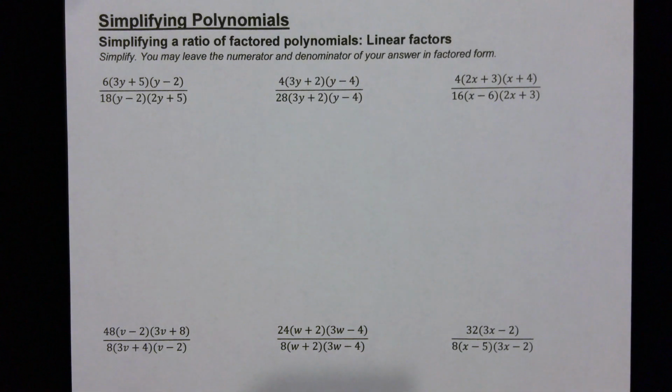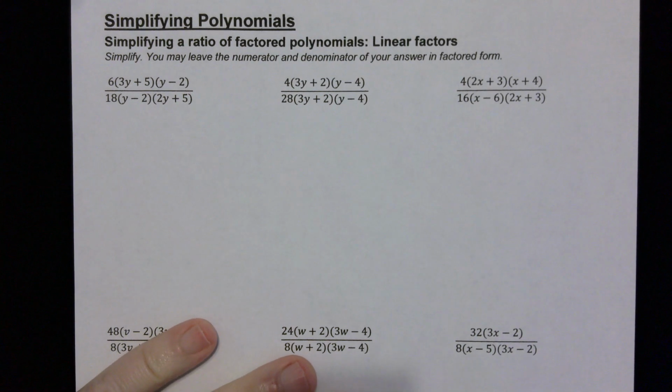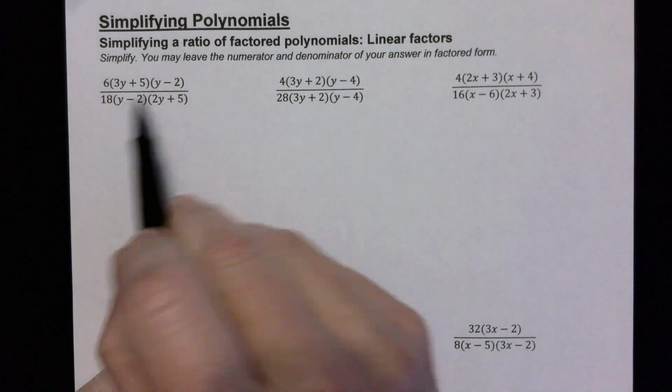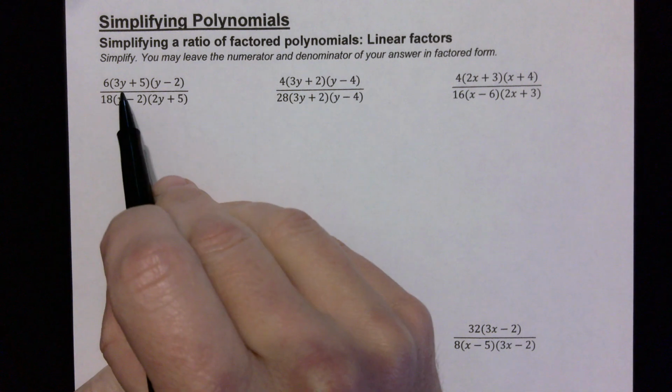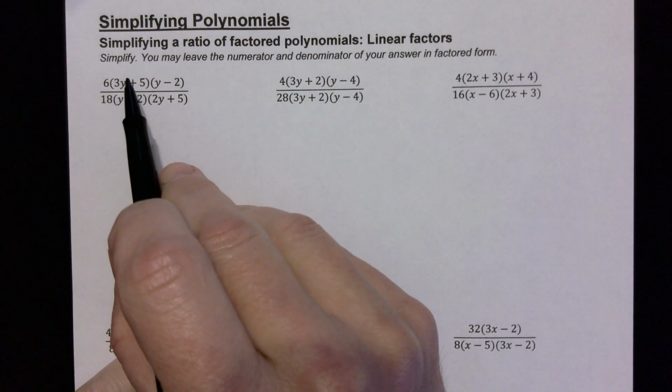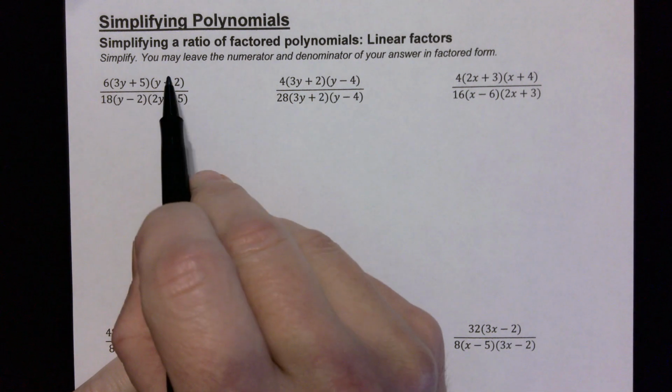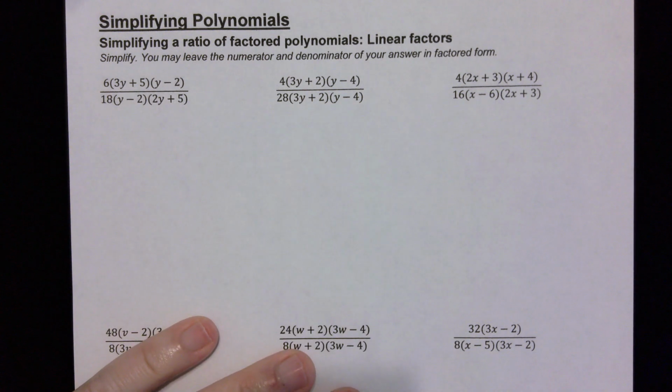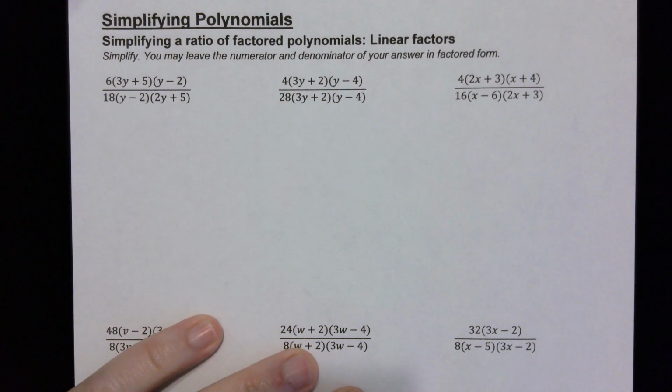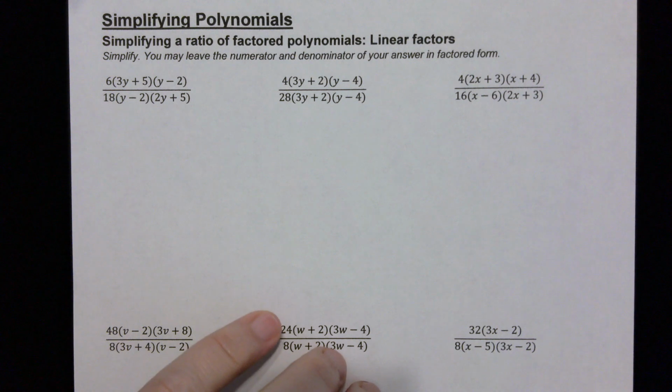Okay, in this video, we're going to be simplifying polynomials. Specifically, we're going to be simplifying a ratio of factored polynomials with linear factors. These are already going to be factored for us, and it says they're linear factors. That means these factors do not have an exponent other than a 1 on the variables. So we want to reduce this thing until it is as reduced as possible.